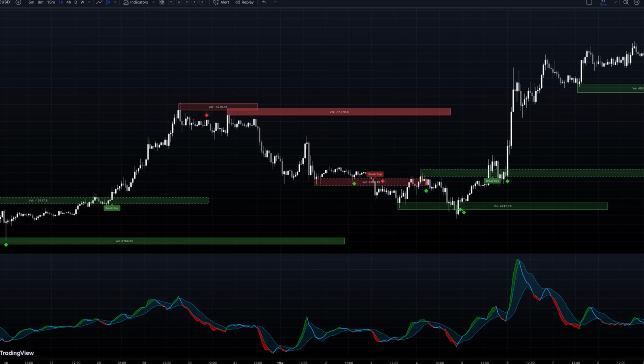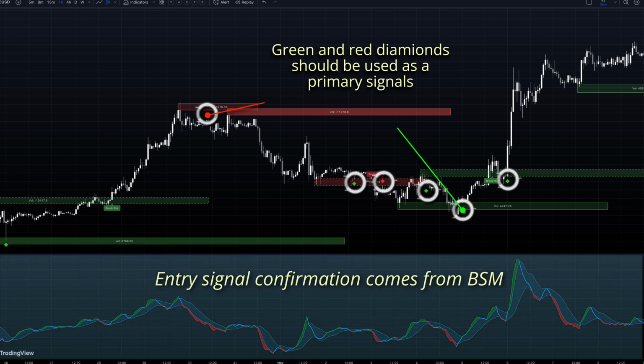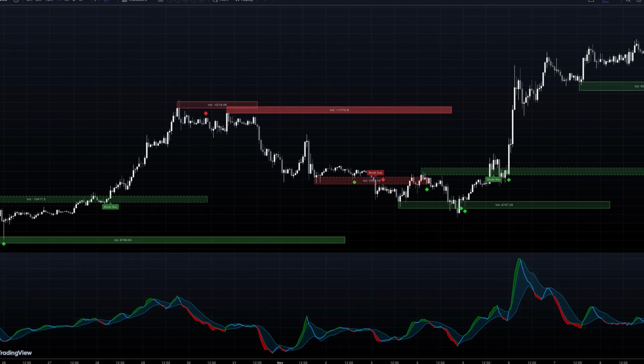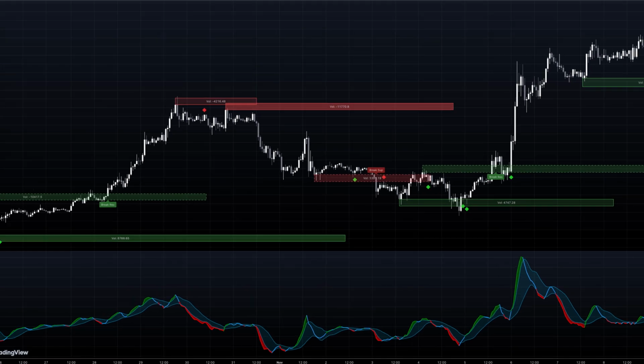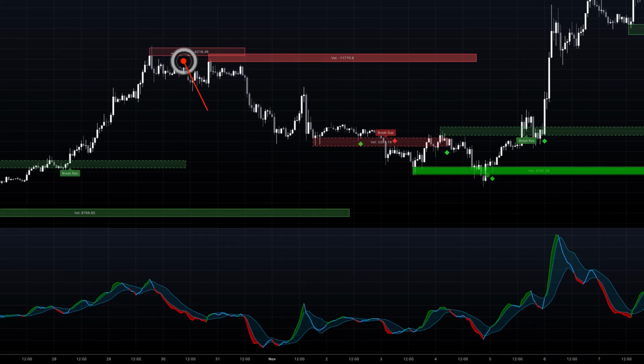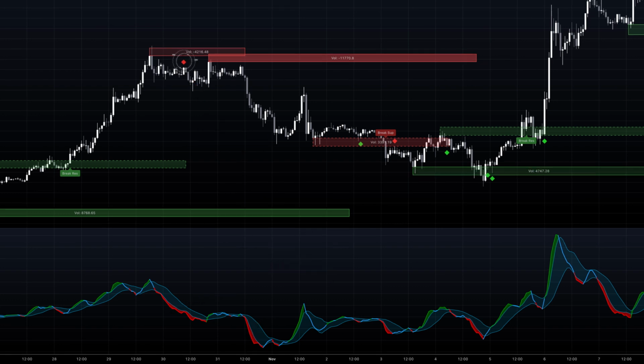time frame. The strategy relies on diamond signals appearing when price rejects from key price and volume levels. Entry confirmation comes from the BSM indicator. For long positions, wait for price to retest support, a green diamond to print, and the BSM to cross upward and turn green, signaling strong upward momentum. For shorts, look for diamonds at resistance levels, with BSM crossing down and turning red. This aggressive configuration yields more day trading signals, but increases false positives.